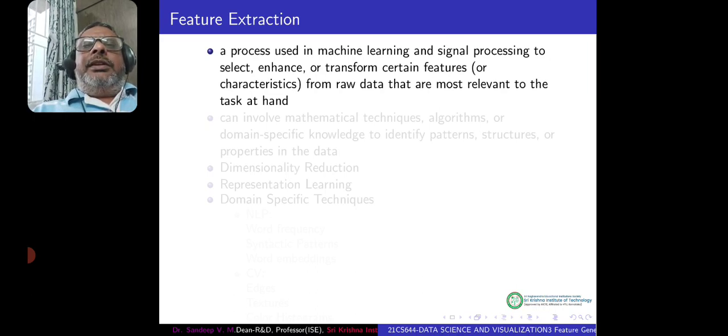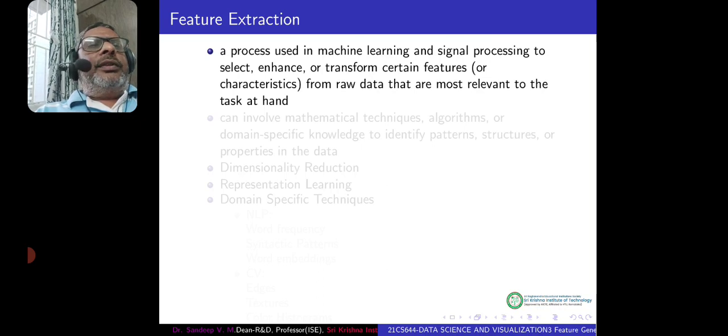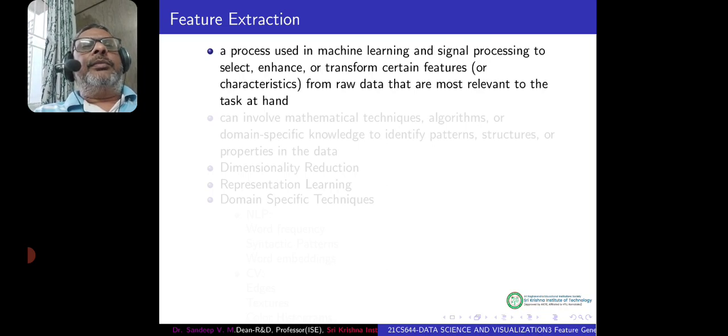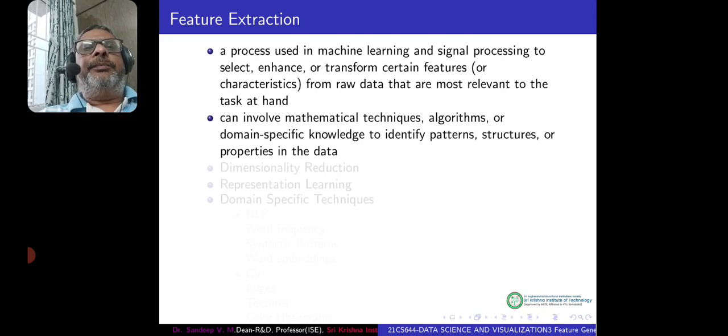So most of the time the data may not be directly useful. Unnecessary data are there, so we need to select only necessary data, and some data may not be in proper shape, so we need to enhance their quality, or we may need to transform into some other domain so that the overall performance improves, so that can help us in solving the problem more easily than using the raw data directly. So that's the basic concept of feature extraction.